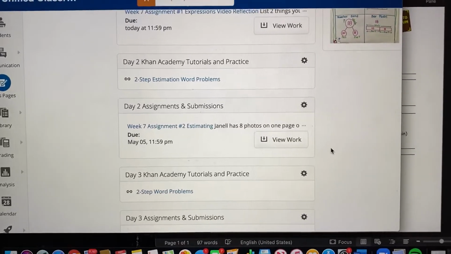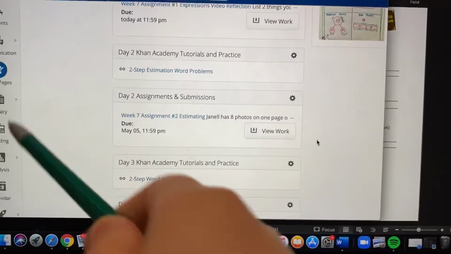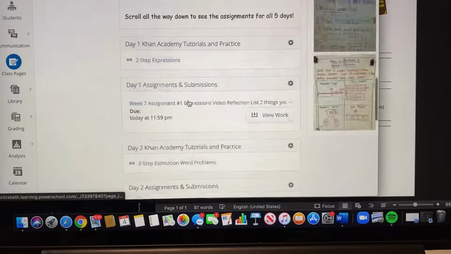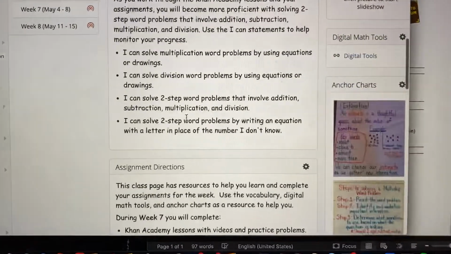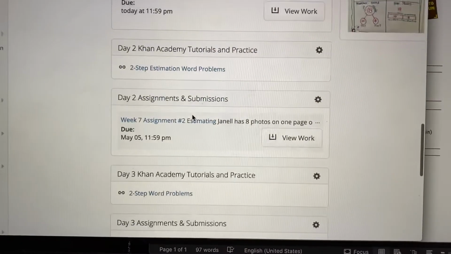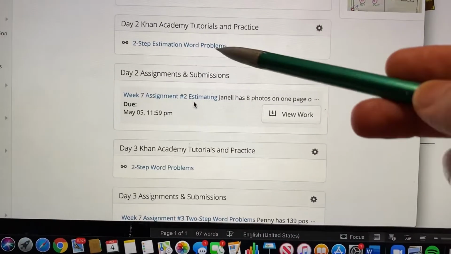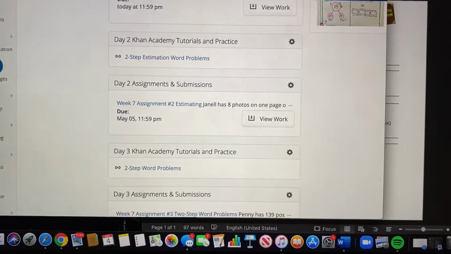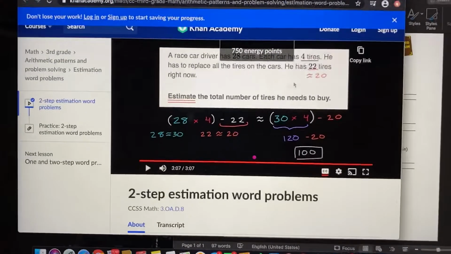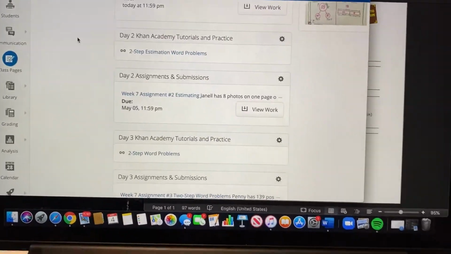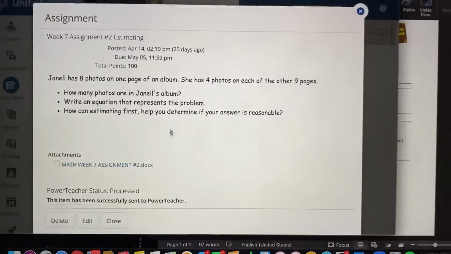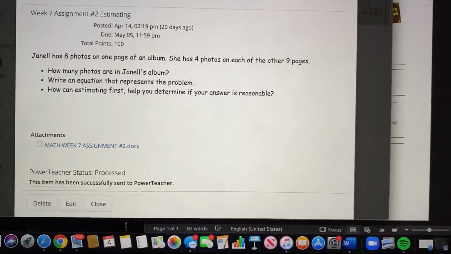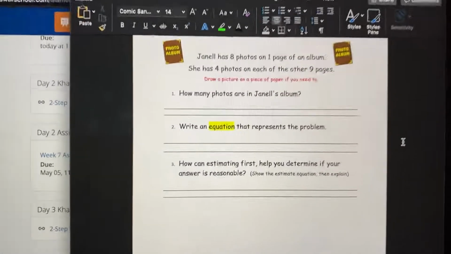Make sure that you guys are on math class pages and we are on week 7. Scroll down to day 2. Make sure you click on this link because it will take you to the Khan Academy page. And then you also want to click on the link below for the assignment. And you want to click on the document, which will bring you to this one.